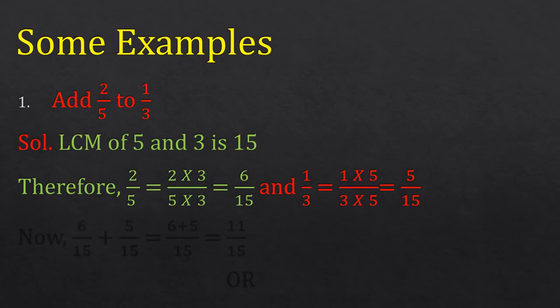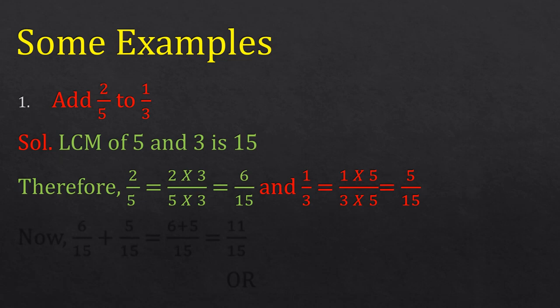So, when we have to convert denominator 5 into denominator 15, what do we have to do? We have to multiply the denominator by 3. And when we are multiplying the denominator by 3, we have to multiply the numerator also by 3. So our fraction is 6 upon 15. 6 upon 15 is now equivalent to 2 upon 5.